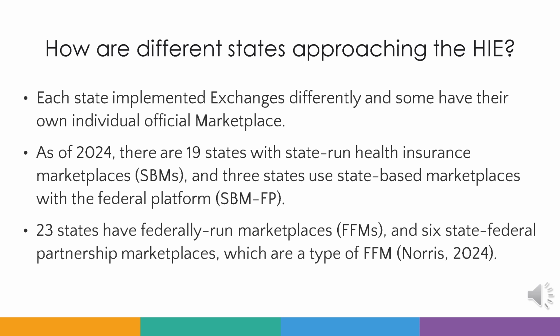As of 2024, there are 19 states with state-run health insurance marketplaces, or SBMs, which are responsible for individual market functions. And 3 states use state-based marketplaces with the federal platform, or SBM-FP, and again rely on the healthcare.gov website for eligibility and enrollment. Additionally, 23 states have federally run marketplaces, or FFMs, and 6 state partnership marketplaces, which are a type of FFM. FFMs involve HHS performing all marketplace functions and consumers applying for and enrolling in coverage through healthcare.gov.